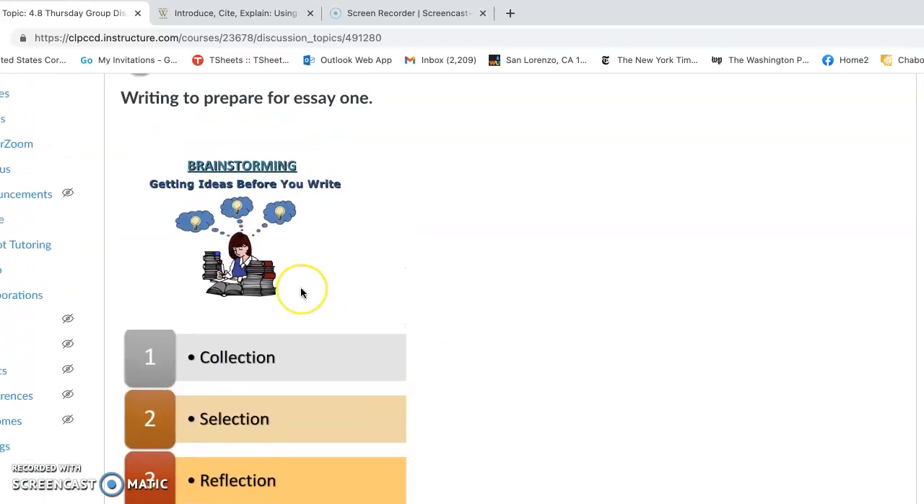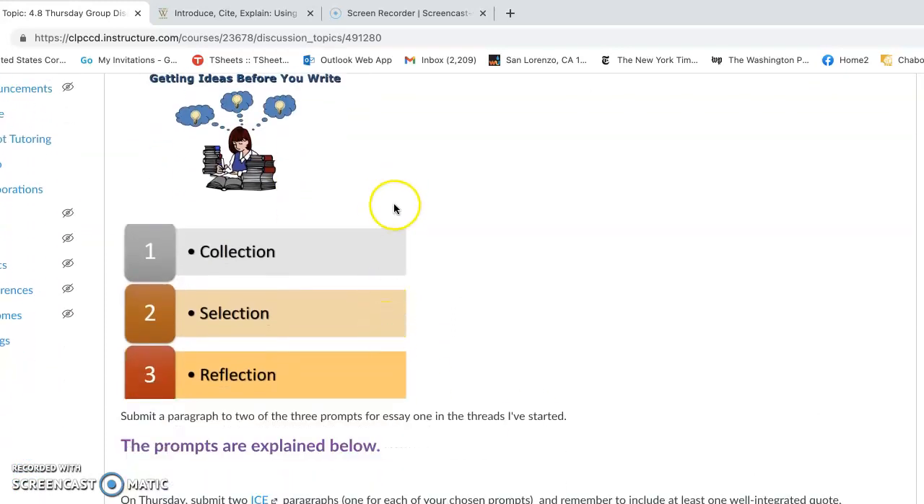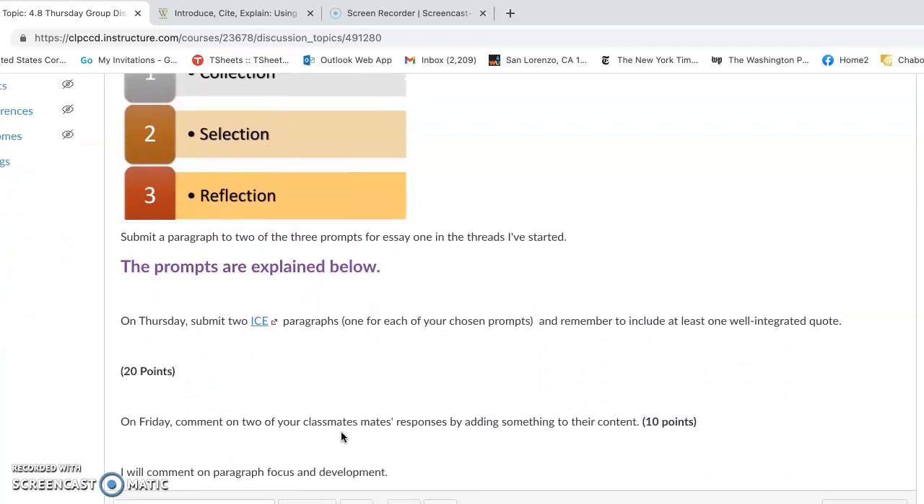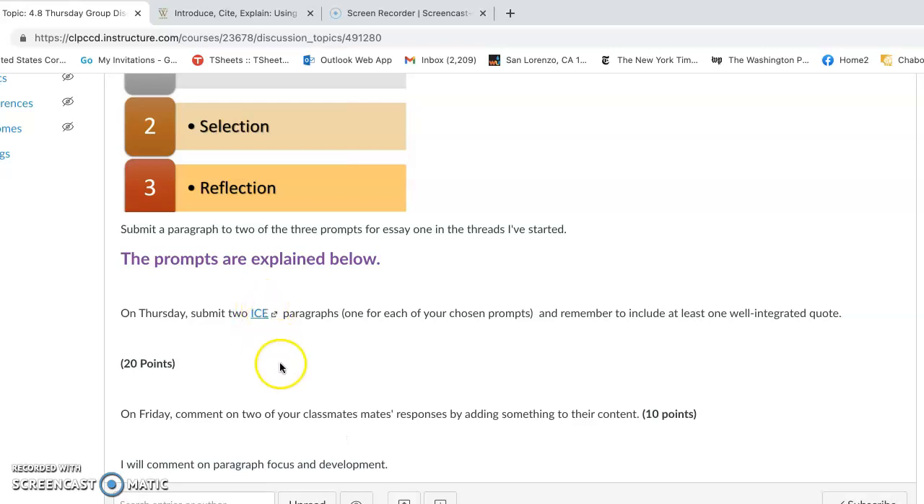So, the overview. You're going to brainstorm. You're going to write two paragraphs. The process is collection, do your reading; selection, develop those strong topic sentences and find the quotes to back them up before you write a word; and then reflection, write the essay, write the paragraphs. And you're going to write a paragraph for two of the three prompts. That's two paragraphs total. Your choice. It's going to be an ICE paragraph.